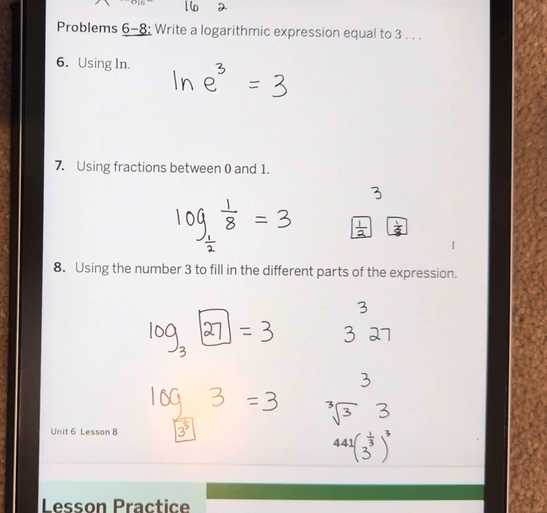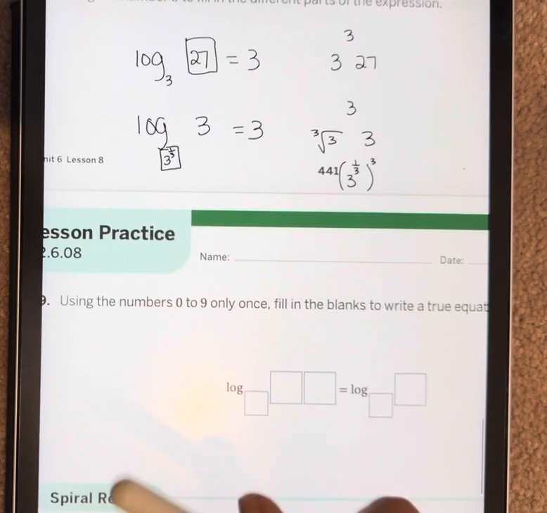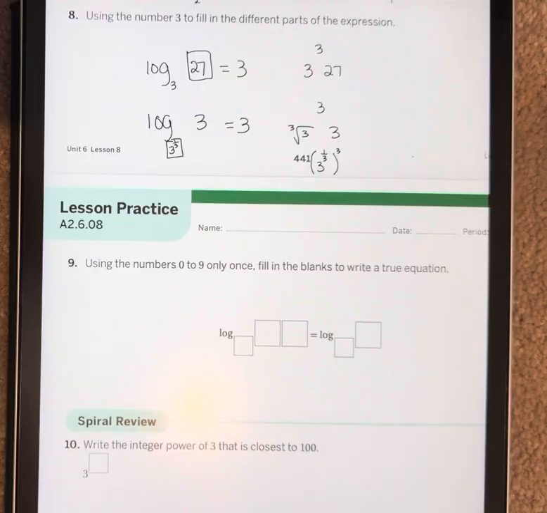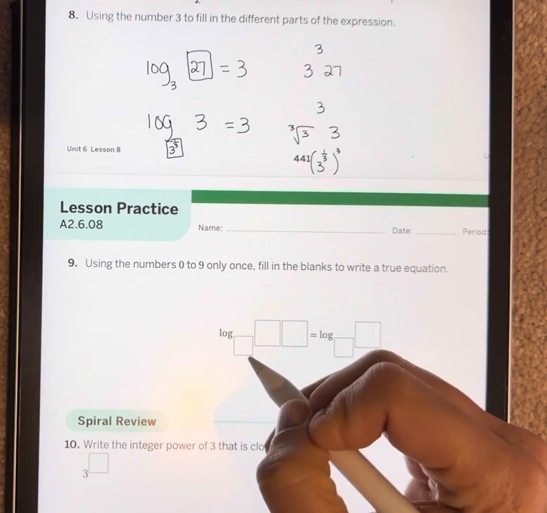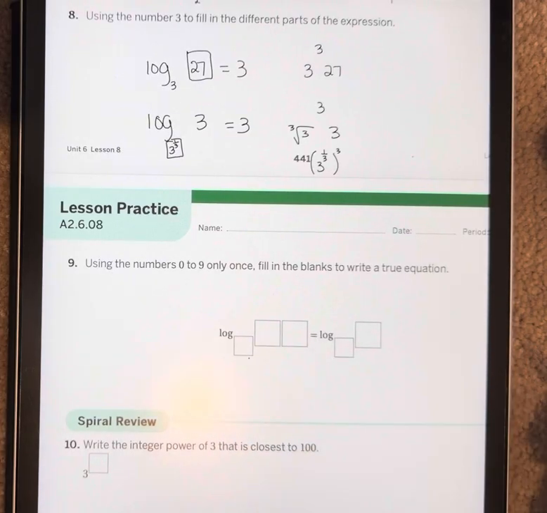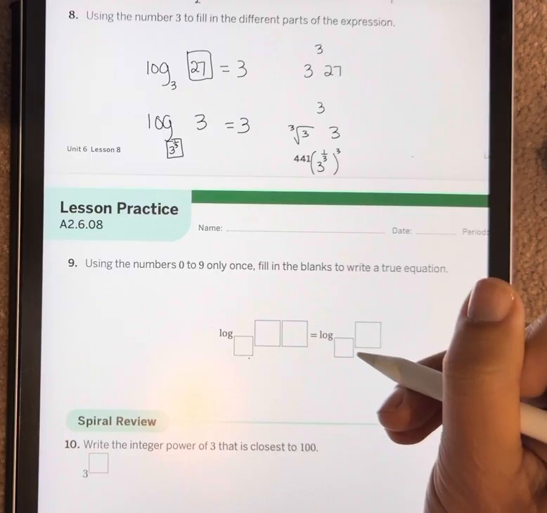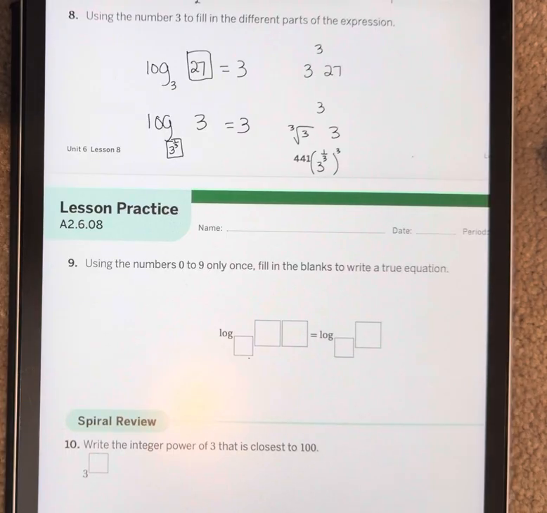Just because this is logs and exponents, let's stick with the theme. Okay, let's see what this number 9 is about. Using the numbers 0 to 9 only once, fill in the blanks to write a true statement. I want the log base something of a 2-digit number to equal log base something of a 1-digit number.